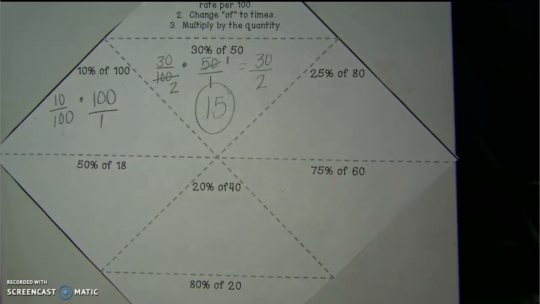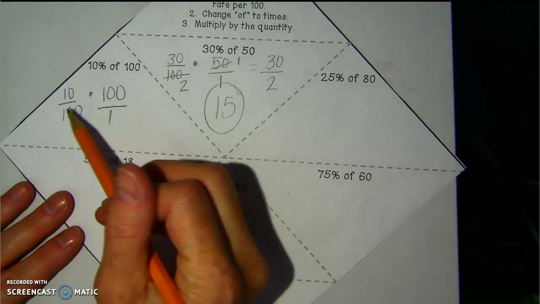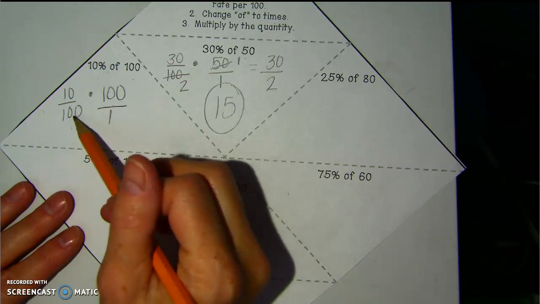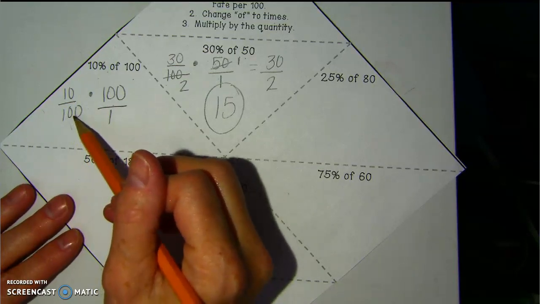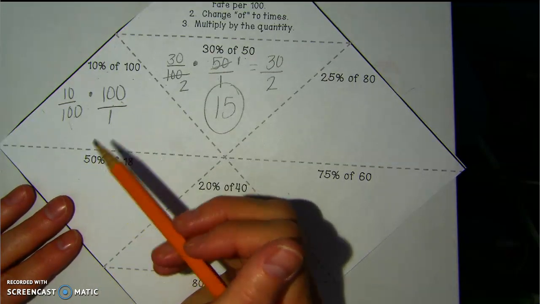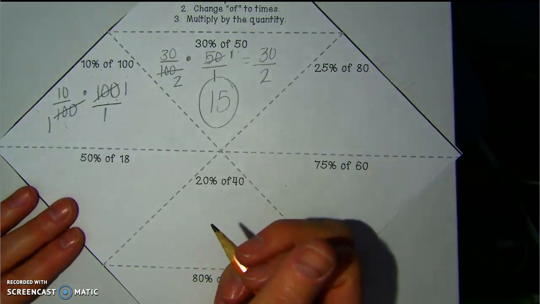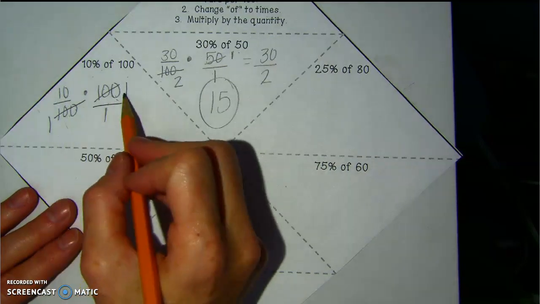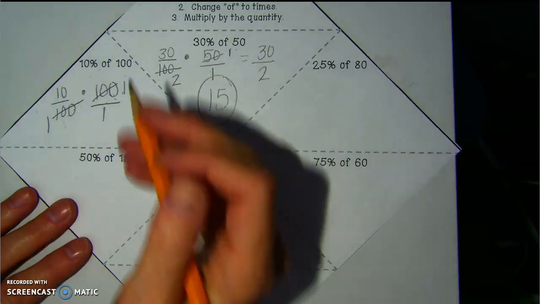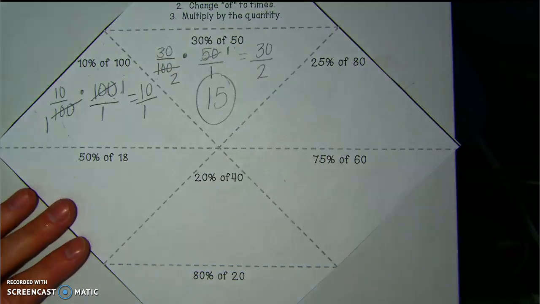So now I have a fraction multiplied by a fraction. So 10 over 100 times 100 over 1. Can you simplify anything right now? Look diagonally. What is the greatest common factor of 100 and 100? Well, 100, right? 100 divided by 100 is 1. So that's going to simplify into 1. If I divide both of these by 100, I get 1. So now I'm just going to multiply straight across. 10 times 1 is 10, and then 1 times 1 is 1.